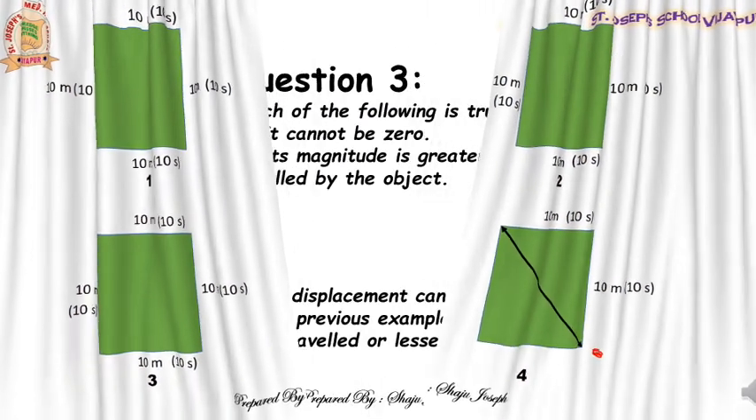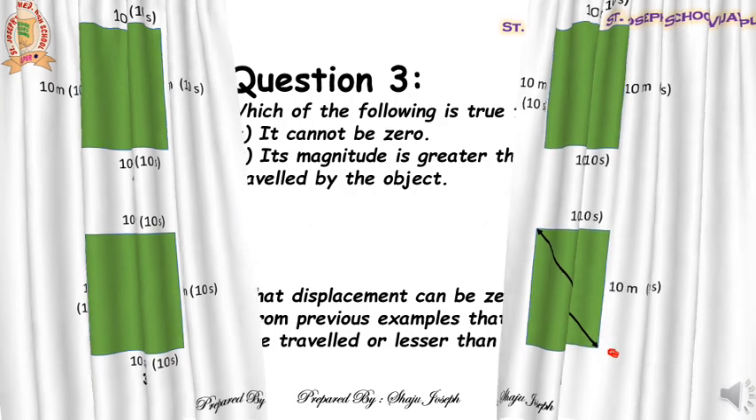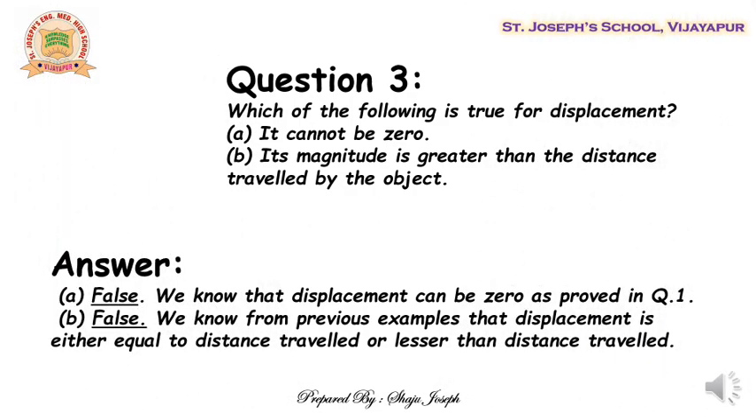Let us go for the third question. The third question says, which of the following is true for displacement? A: It cannot be 0. B: Its magnitude is greater than the distance travelled by the object. In statement A it says it cannot be 0. So the answer is false. Why? Because in question number 1 we have seen that the displacement can be 0. So this statement is false.